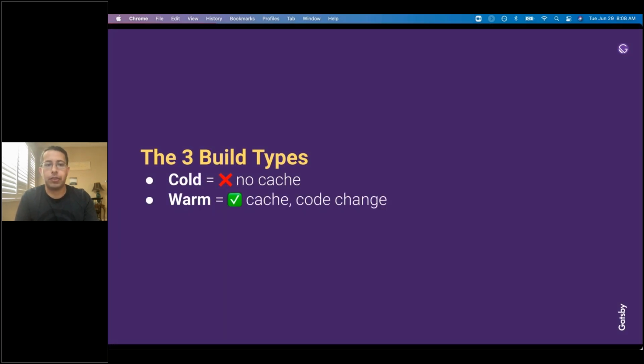Warm builds means that the cache exists, and you've made some change in code. Perhaps one of your page templates changed. And a data build is a build where the cache is there, and there's a content change from your CMS.